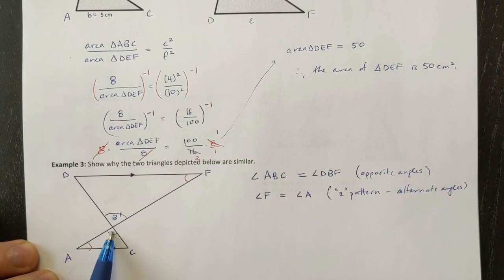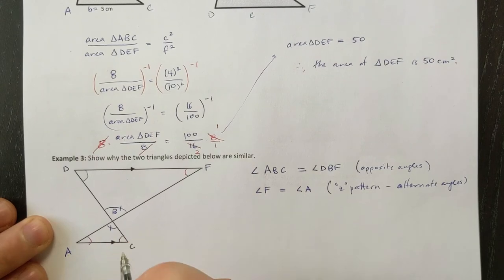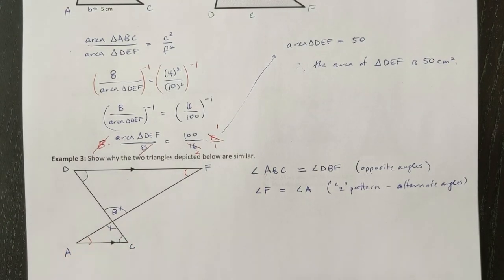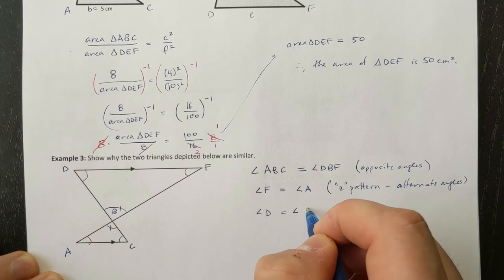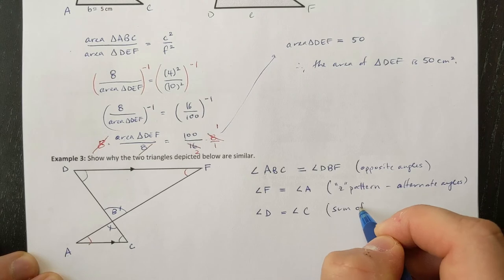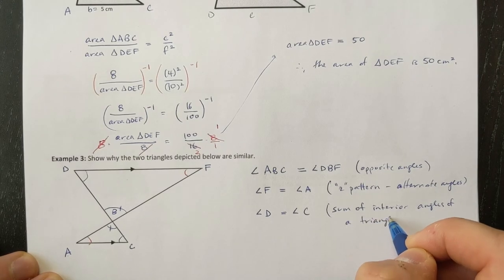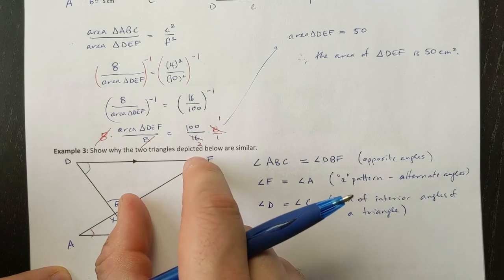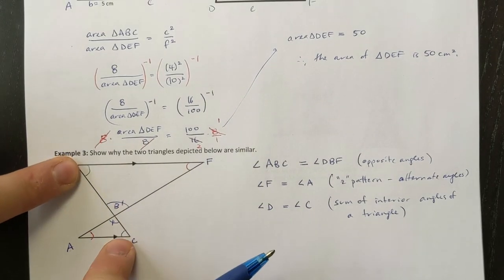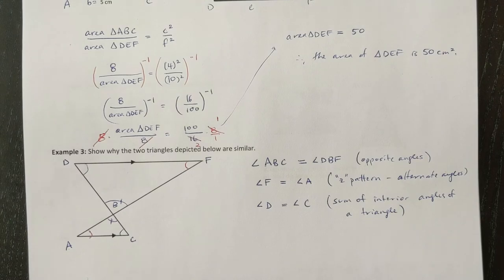Well, if these two angles are the same in the triangles, and these two angles are the same in the triangles, then it would stand to reason that this angle and this angle have to be the same because these angles must add to 180 degrees, right? Because of a triangle. So angle D is equal to angle C, and you can put in brackets the sum of interior angles of a triangle. Because if these two angles are equal, and these two angles are equal, well then this plus this is equal to this plus this. So these angles have to be the same because the angles must equal, when you add them up, to 180 degrees. All right?